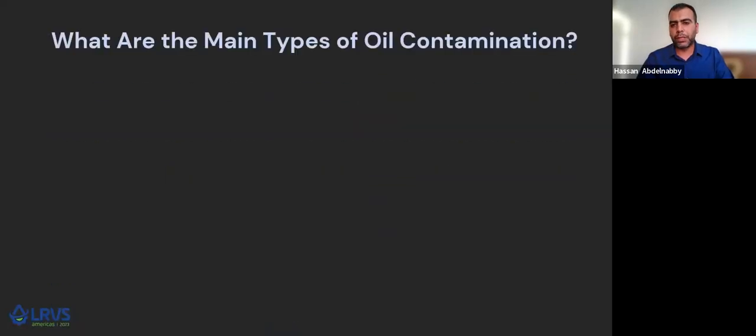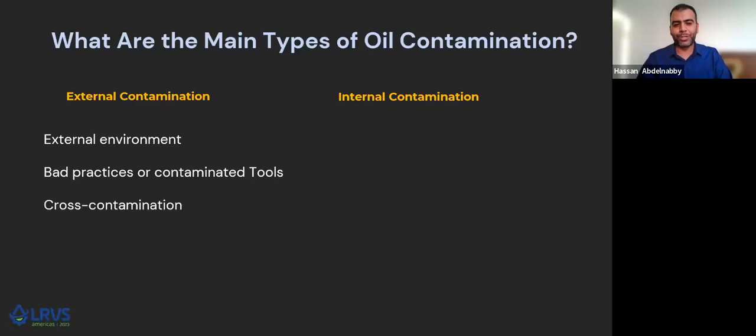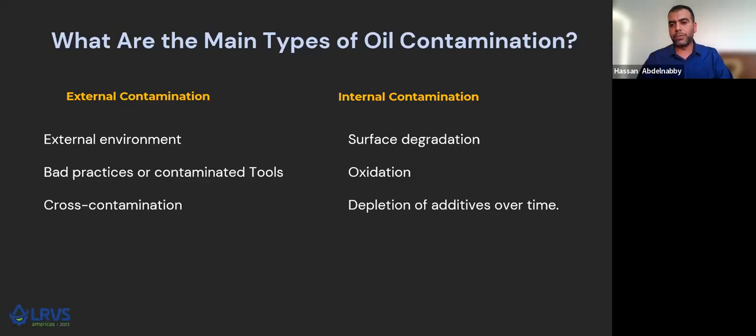So what are the main types of oil contamination? We have external contamination and internal contamination. External contamination comes from the environment, like dust and dirt, water, humidity, bad practices, of course, contaminated tools, or cross-contamination. And the internal contamination can come from surface degradation or oxidation, or even at the end of life of the oil, the depletion of additives can create this internal contamination.